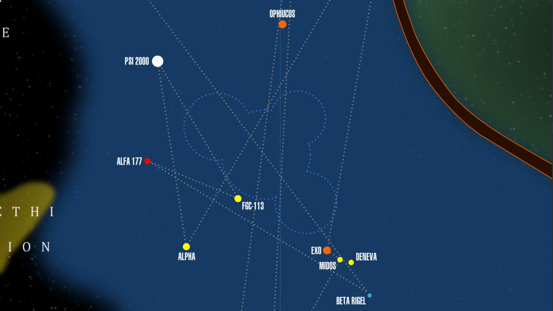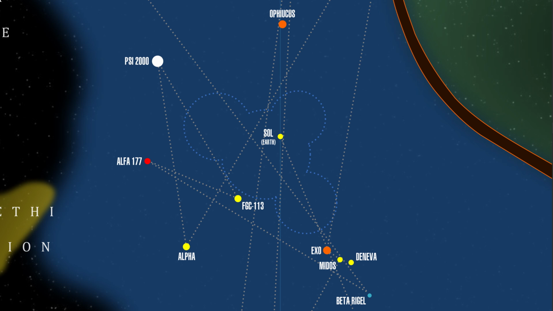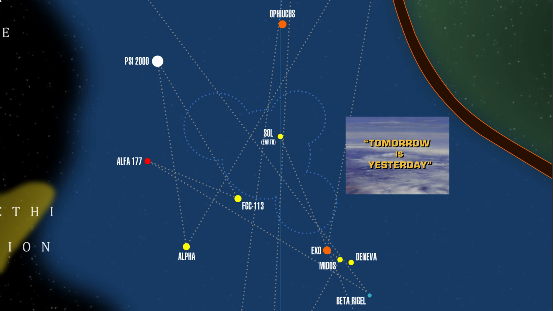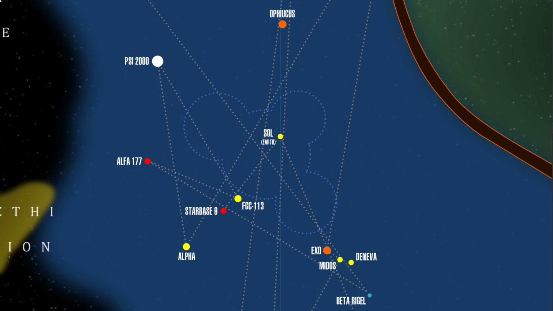For the sake of brevity, I'm drawing a line in the Enterprise's route from Metron space straight to Earth, its destination in Episode 21, Tomorrow is Yesterday, in which the Enterprise accidentally travels to 1969 after encountering a black star en route to Starbase 9. By the way, here's Starbase 9, just beyond the original UFP border in the Alpha Quadrant.